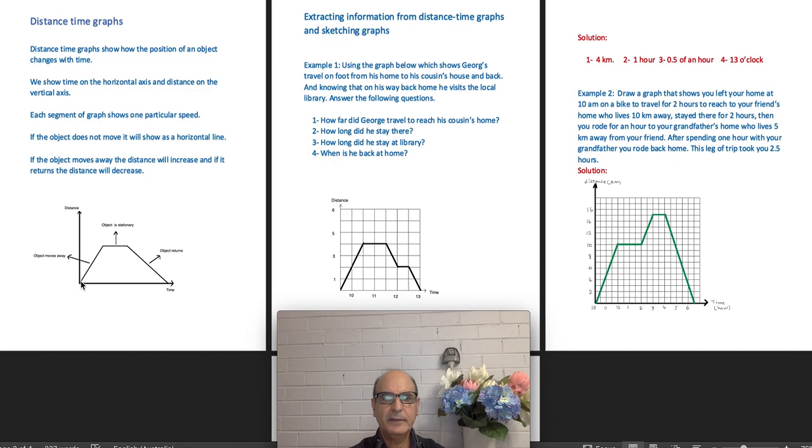And each segment, here we have three segments, one, two, and three. Each segment shows a different speed. A horizontal line means you are stationary, you're not moving, the object does not move.